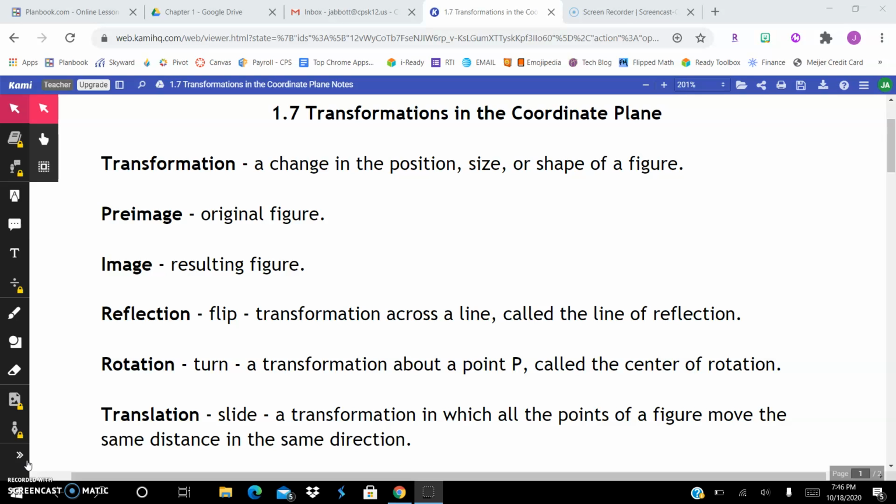And then we have translation, which is a slide. That's a type of transformation where all the points in the figure move the same distance in the same direction. So it can go up and down, left or right, or a mixture of those.